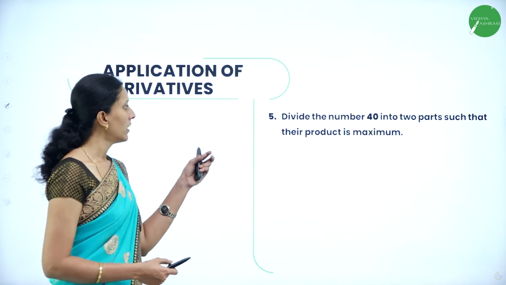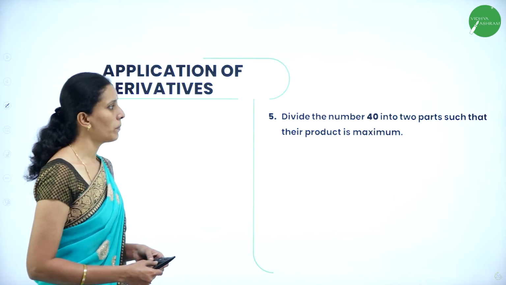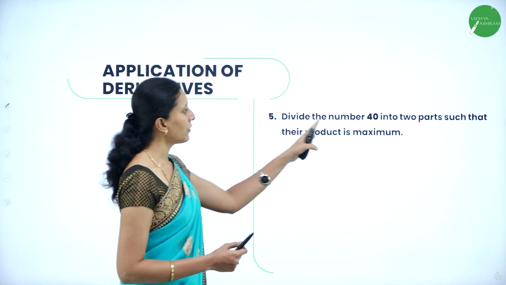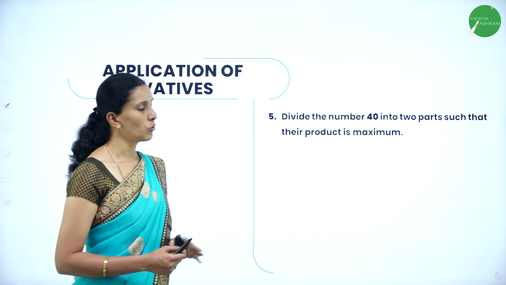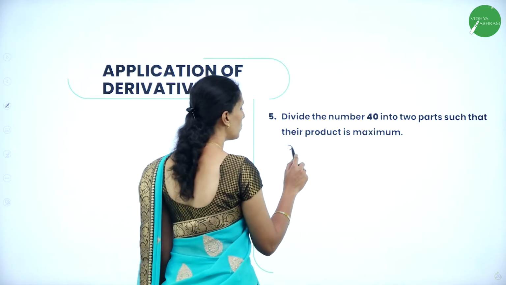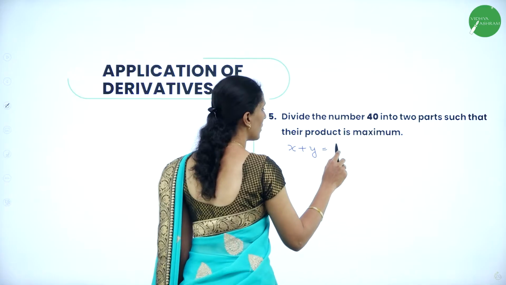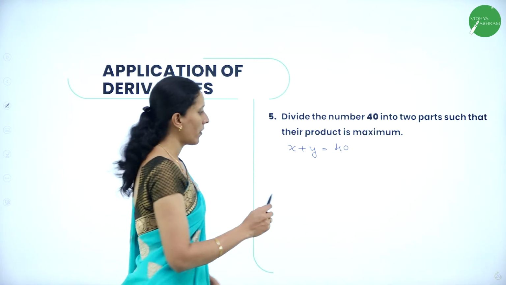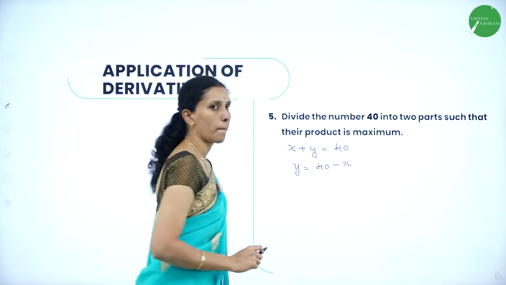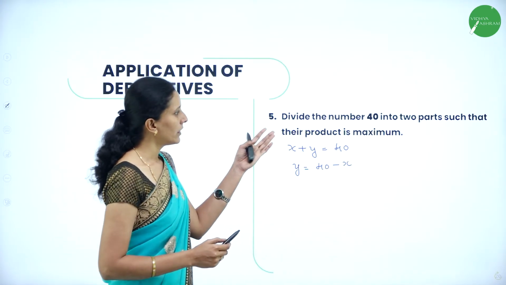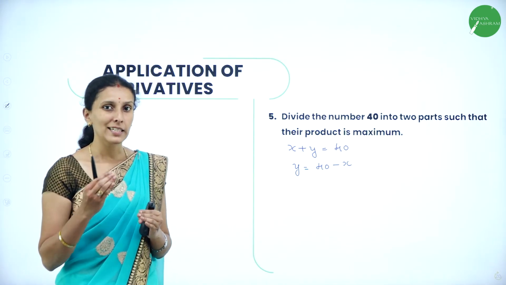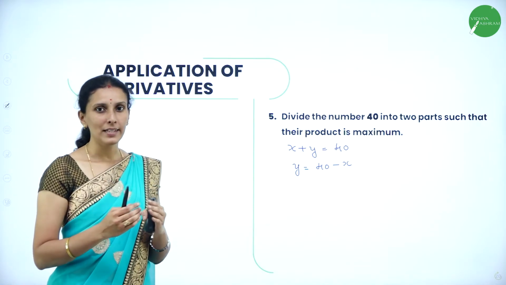Next question we have, divide the number 40 into 2 parts such that their product is maximum. So we have to divide the number into 2 parts where their product is maximum. Let us take, we have two numbers, x plus y is equal to 40. So what I can write, y is equal to 40 minus x. Now what they have given, their product is maximum. If their product is maximum means their second order derivative must be less than 0.